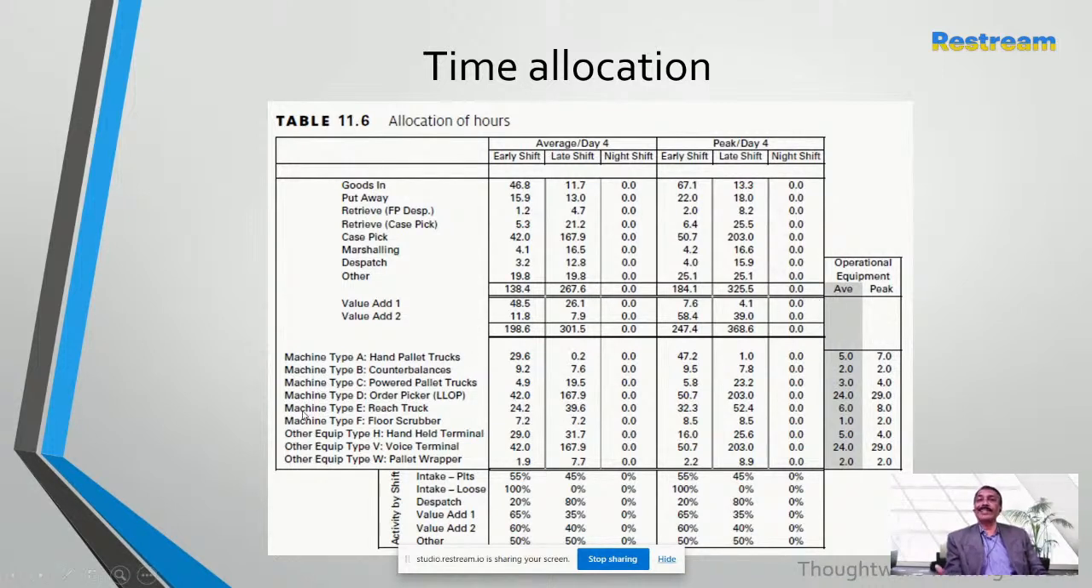Also, you need to account for the material handling equipment availability, like you can see how much time hand pallet truck or counterbalances. Like this, each one of this should be planned. Then only you can manage your operation in a much more efficient way.